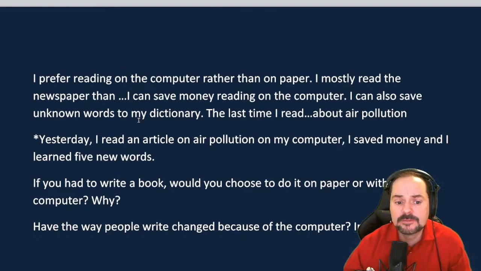Now, careful with your information. So not newspaper, on the computer, right? Because that's what you're saying. So one more time, listen to me and then just repeat. So yesterday, I read an article on the newspaper. I saved money and I learned 5 new words.